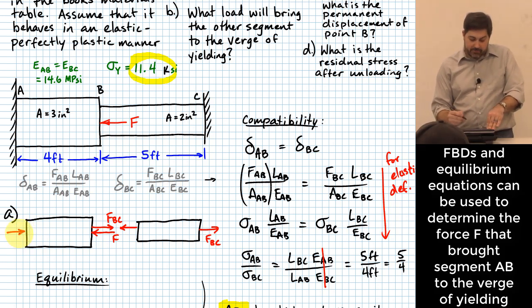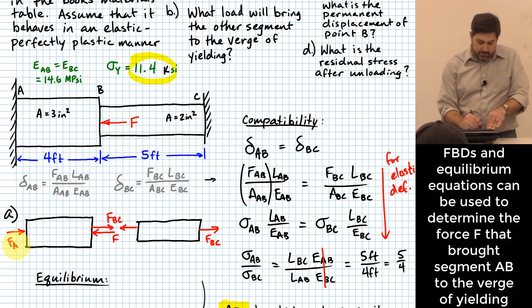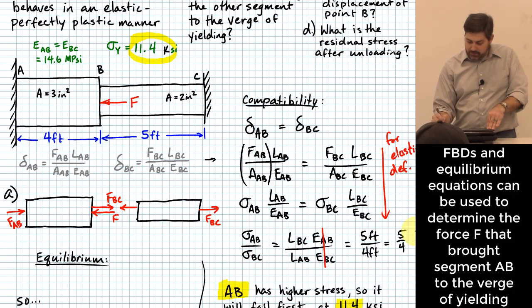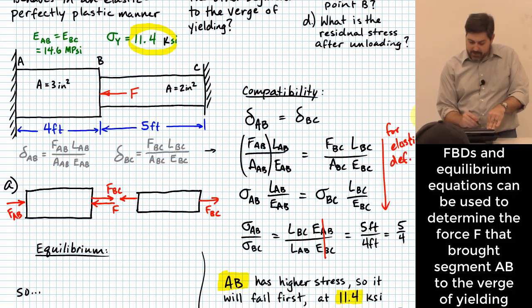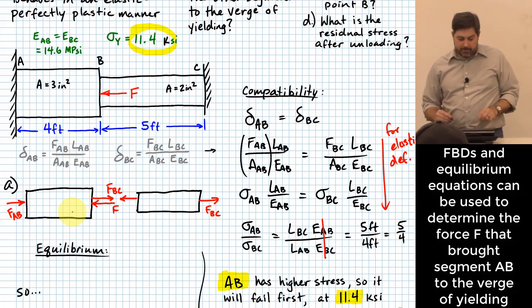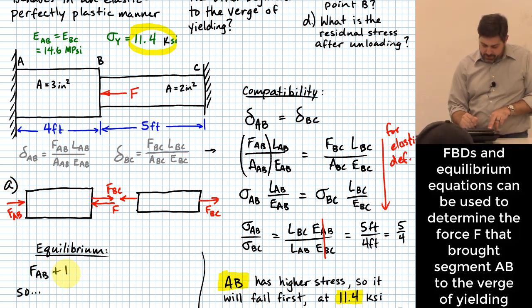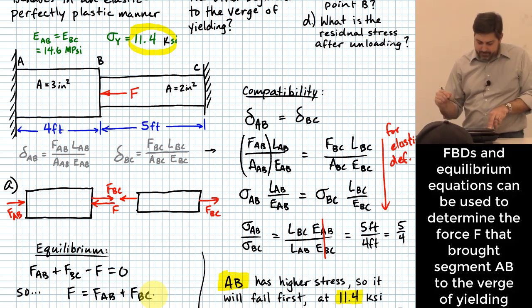Yeah, FAB, right? This is the FAB that I just calculated, what that value was at the point of yielding a second ago. It acts on this side of this part. So our equilibrium equation for part AB says what? FAB plus FBC minus F is equal to 0, which tells me that F is just going to be equal to FAB plus FBC.